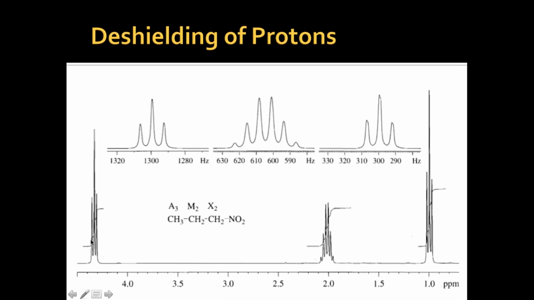This CH2 is next to the nitro. The nitro group is an electron withdrawing group, highly electronegative, and it withdraws the electron density from the CH2, which becomes deshielded. So that's why you have a downfield shift. That's the reason. Here is the stuff about the electronegativity.